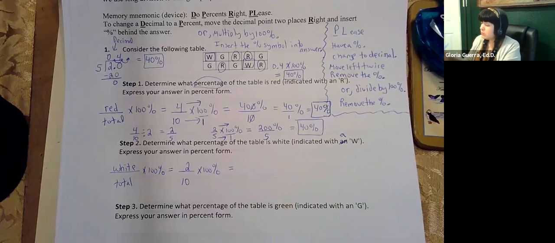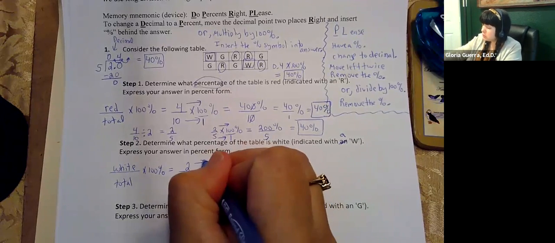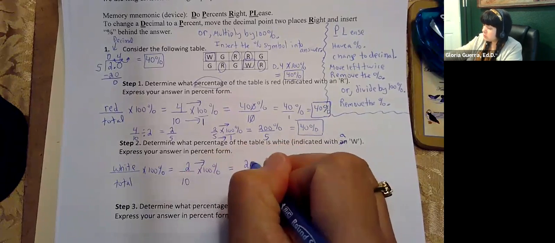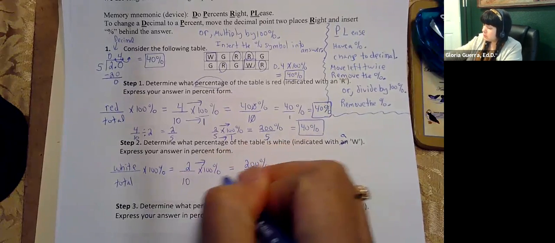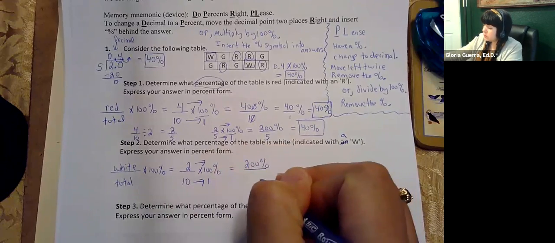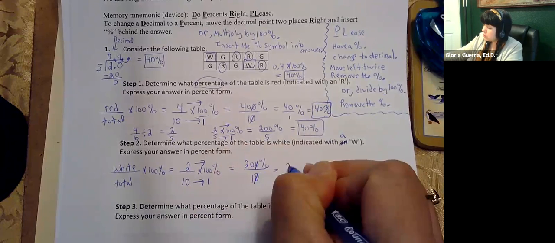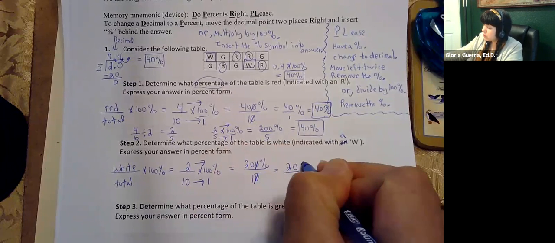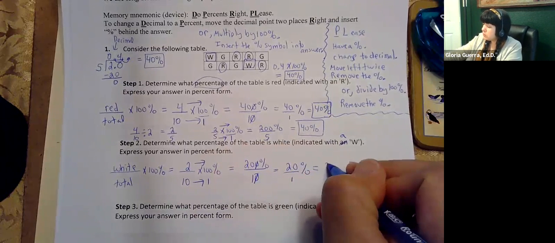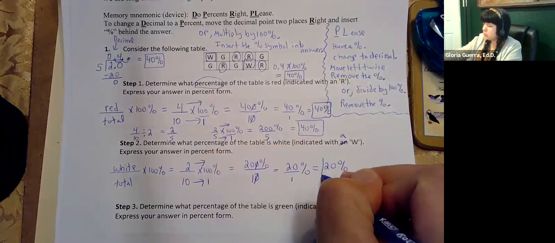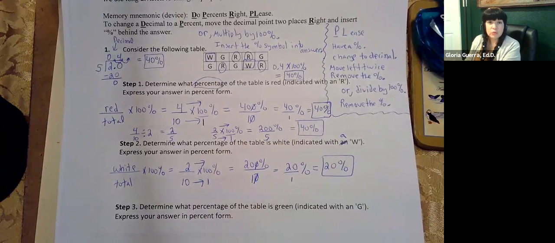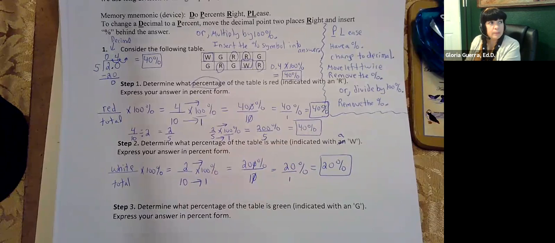Okay, and then if I multiply across, 2 times 100 is 200%. 10 times 1 is 10. If I cross out these end zeros, that gives me 20 over 1%, which is just 20%. So the answer to step 2 is 20%.